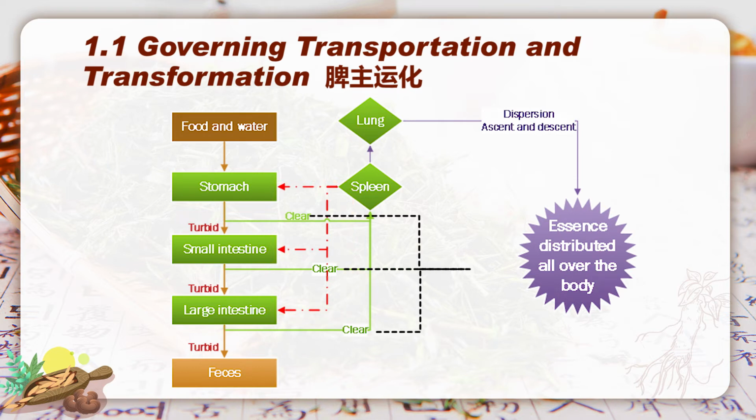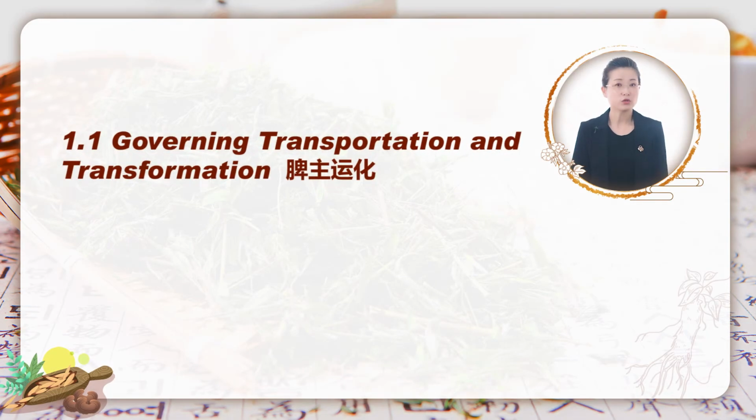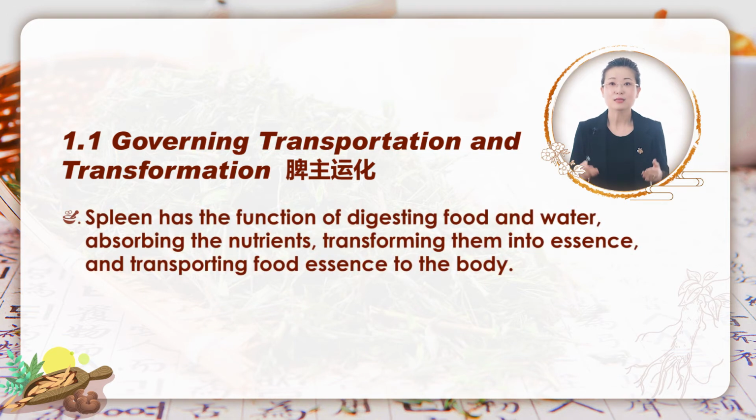The clear, also known as clear yang. The turbid, also known as turbid yin. They build up a pattern of yin-yang, with yang being light and upward, and yin heavy and downward. So, this is a transportation and a transformation of spleen. It means that spleen has the function of digesting food and water, absorbing the nutrients, transforming them into essence, and transporting food essence to the body.